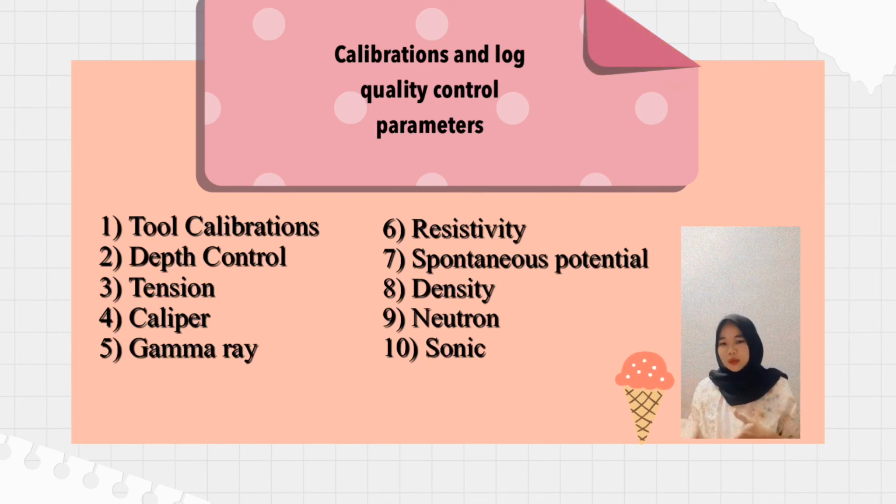So log quality control can be defined as a set of methods that analyze data that deviates from the standard. So there are a few criteria that need to be checked carefully, such as tool calibrations, depth control, tension, caliper, gamma ray, resistivity, spontaneous potential, density, neutron, and sonic. So any changes or abnormalities in these criteria or response should be clearly explained on the log for interpretation purposes.